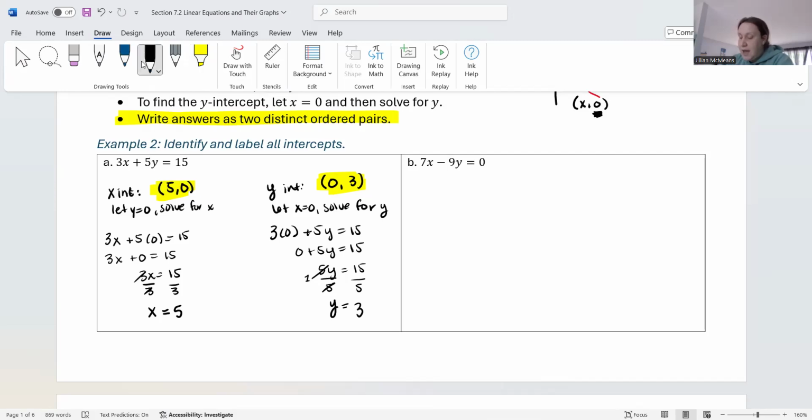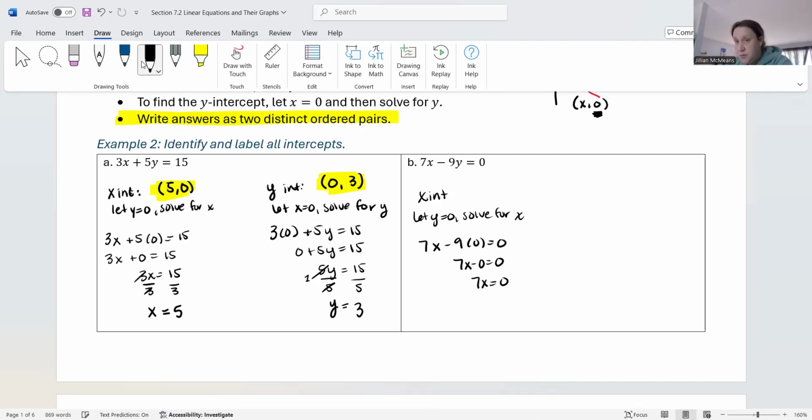Okay, let's look at example 2, part B. So we have 7x minus 9y equals 0. This one is a little bit tricky, so pay close attention. For the x-intercept, remember, we let y equal 0 and then solve for x. So I'm going to rewrite the equation. Anywhere I see a y, I'm going to replace it with a 0. So I get 7x minus 9y, but y is 0. Well, 9 times 0 is just 0. So I get 7x minus 0 equals 0. Well, 7x minus 0 is just 7x.